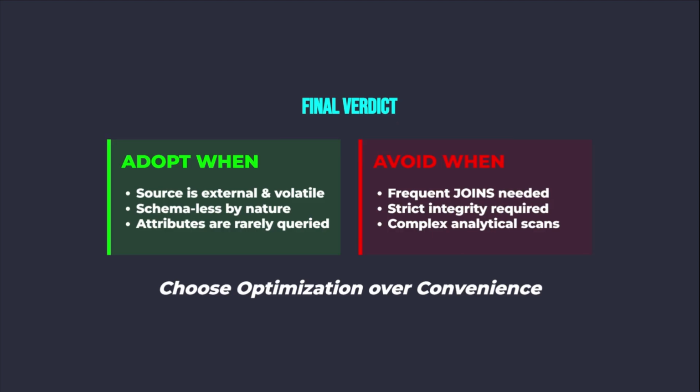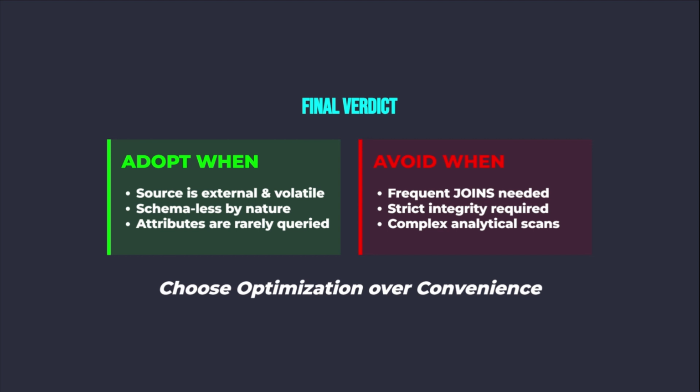JSONB is neither a universal anti-pattern nor a silver bullet. It is a specialized tool. Adopt JSONB when the data structure is inherently schemaless, when the data source is external and volatile, or when the attributes are rarely queried but must be stored. Avoid JSONB for fields that participate in frequent joins, require strict referential integrity, or are subject to complex analytical queries involving range scans. The flexibility gained must always be weighed against the loss of native database optimization and integrity enforcement.